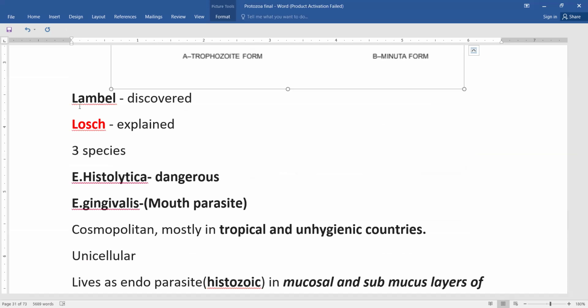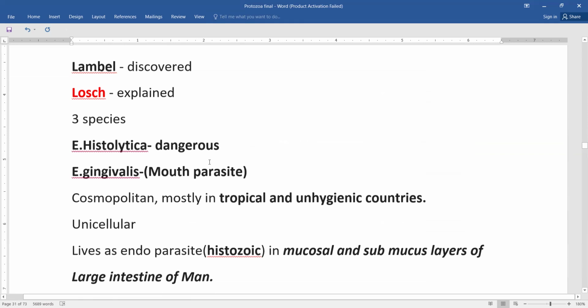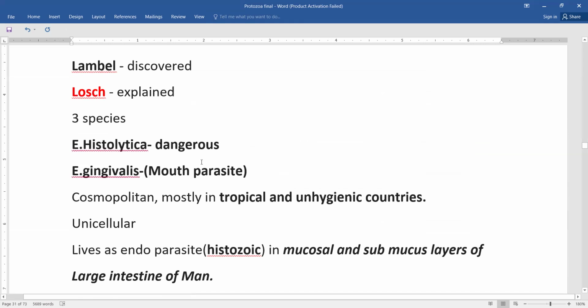So Entamoeba histolytica was first discovered by Lambl, and Losch explained its morphology and its life cycle. There are three common species of Entamoeba. One is Entamoeba histolytica, which is the very harmful one, and Entamoeba gingivalis, which is a mouth parasite.